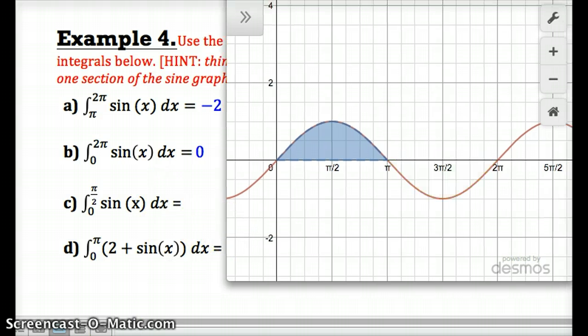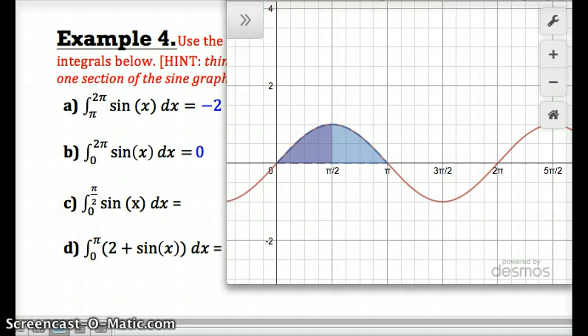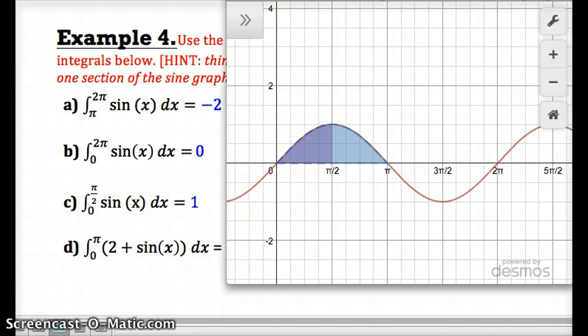Again, in order to understand C, we start with knowing that this area is 2, and then we try to visualize what area we're actually looking for, which I've done by shading it in purple. When you look at the picture, it seems pretty clear that the purple is half of what the blue was, which means the answer to this integral should be 1.